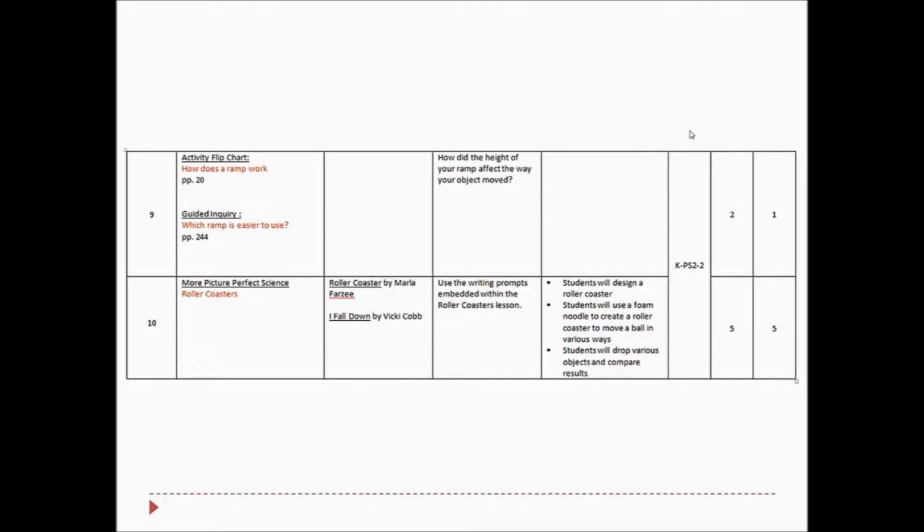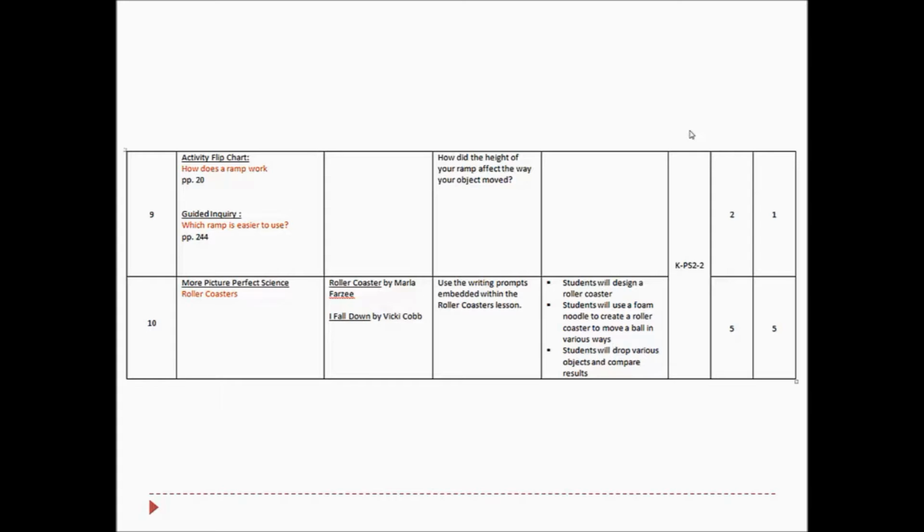Lesson 9 has students learning about how ramps work and make work easier or harder. Roller Coaster, Lesson 10, is from Picture Perfect Science and has students exploring ways to change the speed and direction of a rolling object by building roller coasters out of pipe insulation.